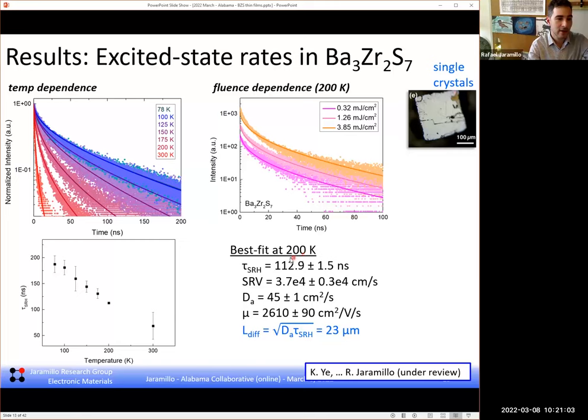And this is kind of the top line number here. For instance, at 200 Kelvin, we're getting excited state diffusion lengths on the order of 20 microns. So that's really good. It's really exciting for us because it means that we should push to try to make devices out of these materials. This is the temperature dependence of the Shockley-Read-Hall recombination inverse rate and stuff. So this is really exciting for us and means that we should continue pushing.